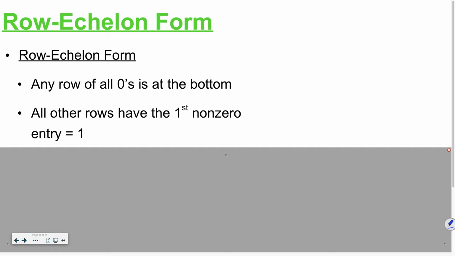All other rows have the first non-zero entry as 1. So it could be 0, 1, blah, blah, blah. It could be 0, 0, 0, 0, 1, blah, blah, blah. But every row's first non-zero entry is going to be 1. So it can start with zeros, but then the next number better be 1.